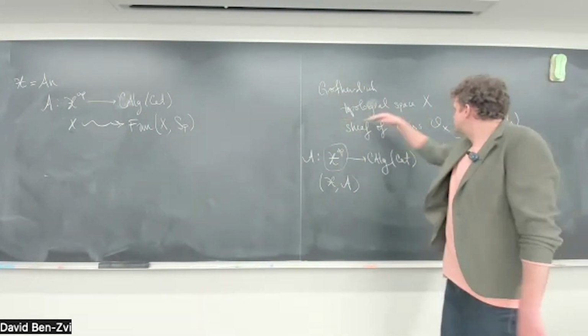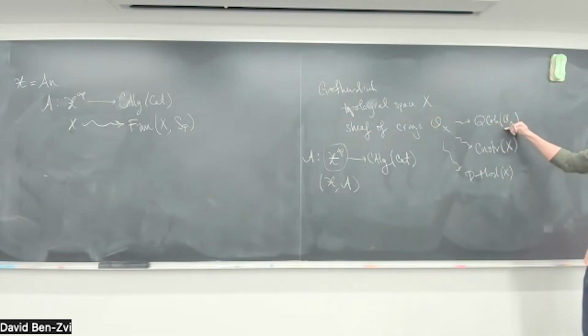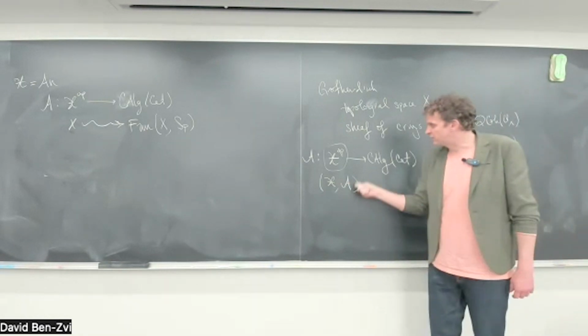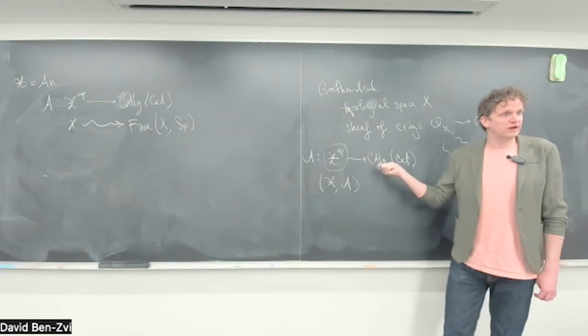But there are also these other examples where I take the category of schemes and I can look at quasi-coherent sheaves, or I can look at constructible sheaves or whatever. I have some sheaf theory that's attached to this thing, and that's part of this story.